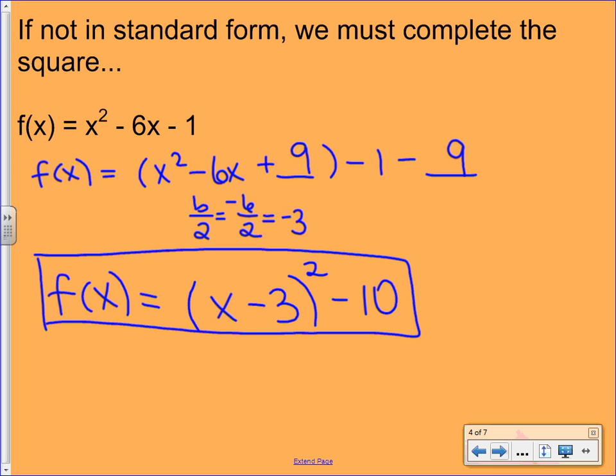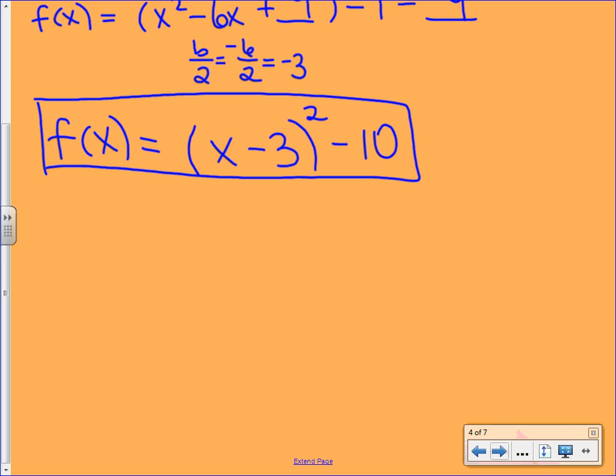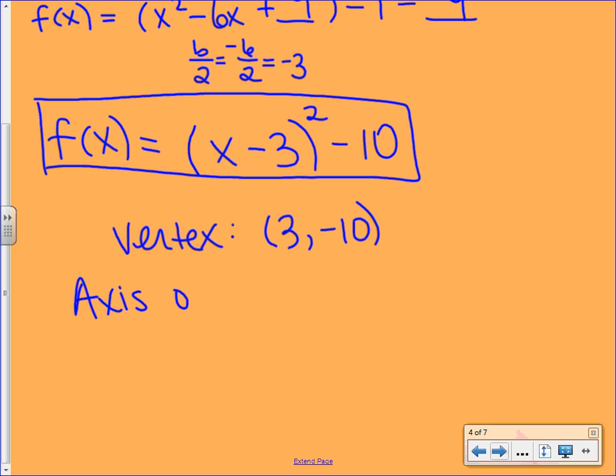So what would you do if you had a number in front of the x squared? That is an excellent question. My next example is going to address that. Okay? Now, let's just talk about this in terms of what the graph is going to look like. Where is our vertex? Three, -10. We are shifting to the right 3 and down 10. So +3, -10. Okay. Where is our axis of symmetry?